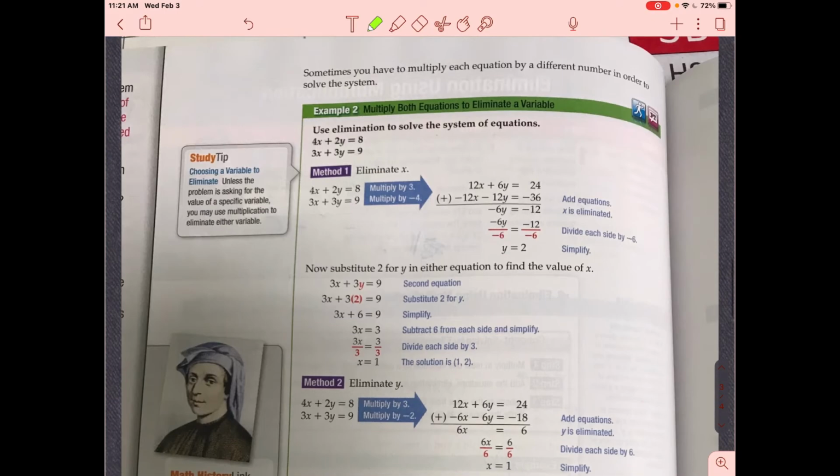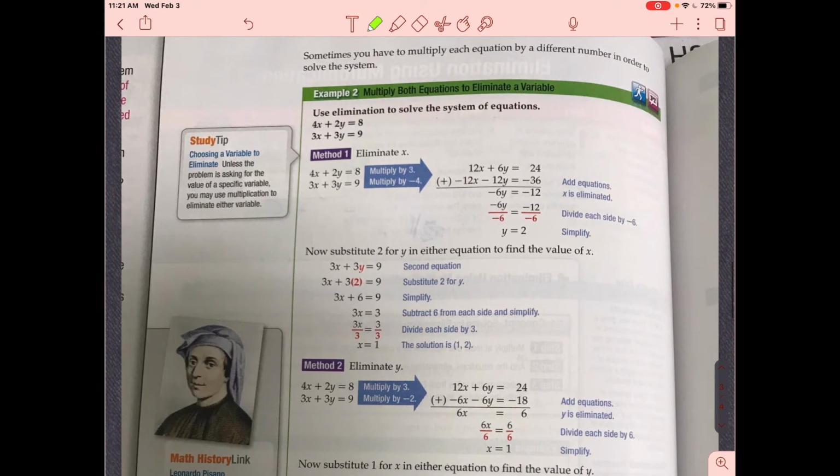All right, here's a situation where we're going to multiply each of the equations by a number, and they don't have to be the same number. We're going to multiply our 4x plus 2y equals 8 by 3. And that gives us the 12x plus 6y equals 24. And then we're going to multiply our 3x plus 3y equals 9 by negative 4. And we did that to get negative 12x minus 12y equals negative 36.